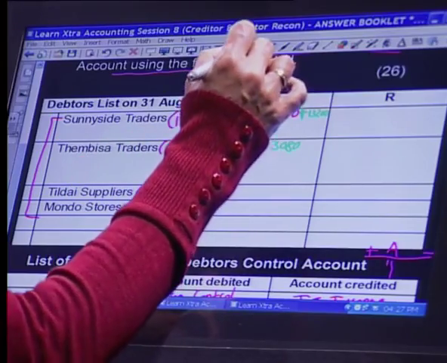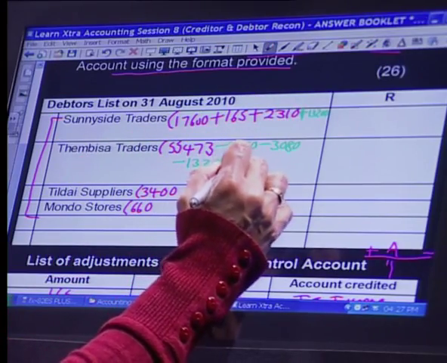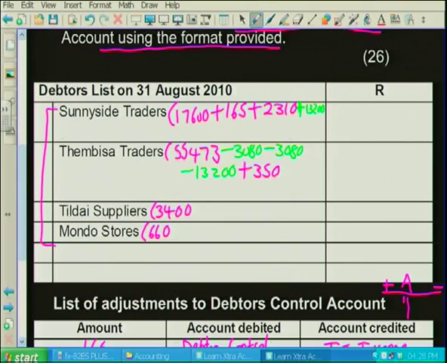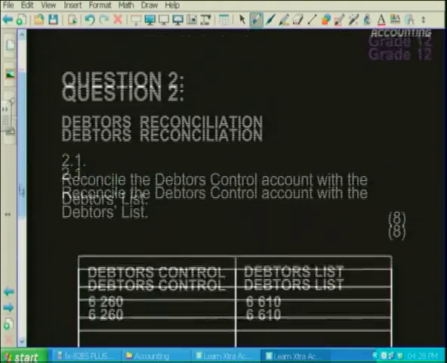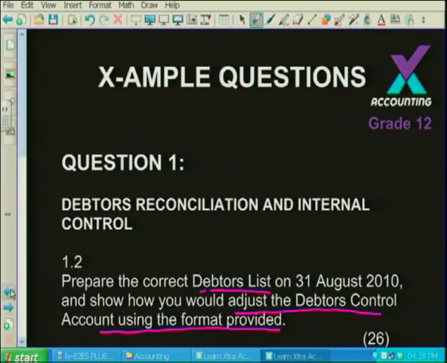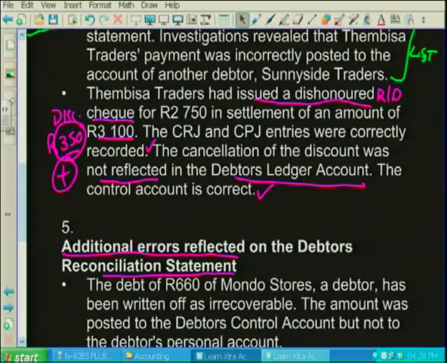So let's now go to our answer sheet. Tembisa traders, let's increase their balance by 350. All right, so Tembisa traders now owes us a further 350. Okay, right, let's move on. I think we're looking at the last bit of errors. Okay, back to our question paper. There we go.